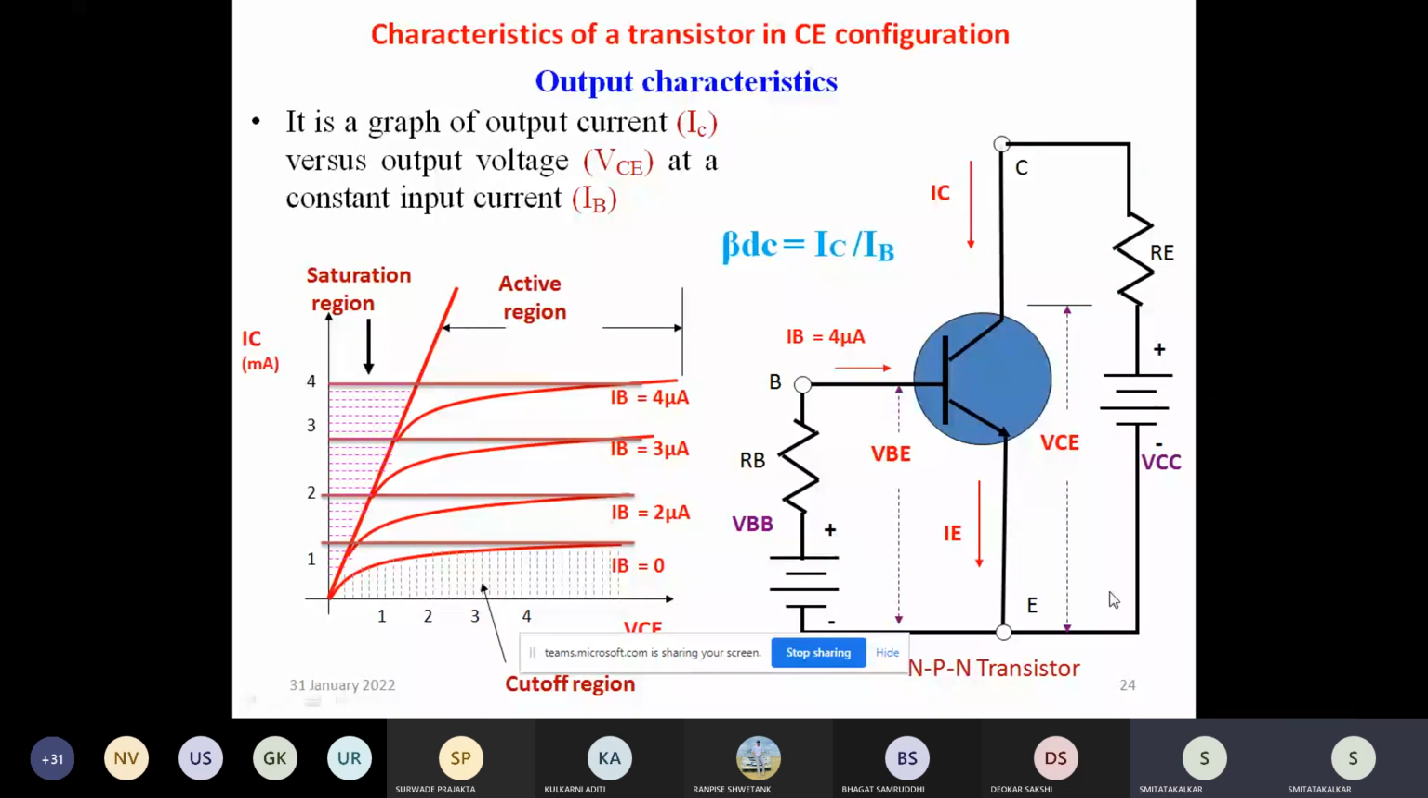This is the output VCE. You can see the VCE is across the collector resistor RC. VCE is the output voltage. If the output voltage increases, the collector current also increases. Here IB is the input current, and VBE is the input voltage.